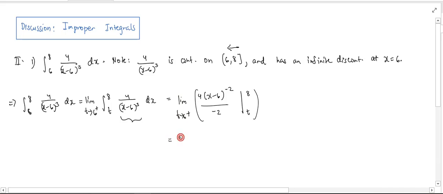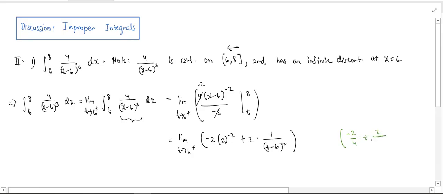Okay, let us substitute. What do we have? When x is 8, we have 4 over negative 2. That is just negative 2. So we have negative 2 times (8 minus 6), that's 2 raised to negative 2. Minus negative 2, so plus 2 times (t minus 6) raised to negative 2. Then ibababa ko na yon, so I get 1 over (t minus 6) squared. And then again, scratch tayo sa gilid. We have negative 2 over 4, or that's negative 1 half, plus 2 over (t minus 6) squared.